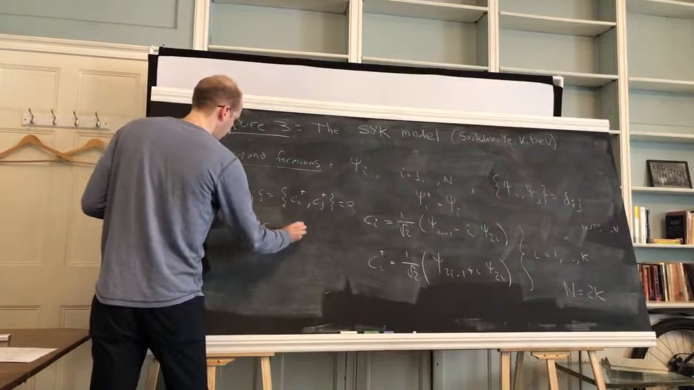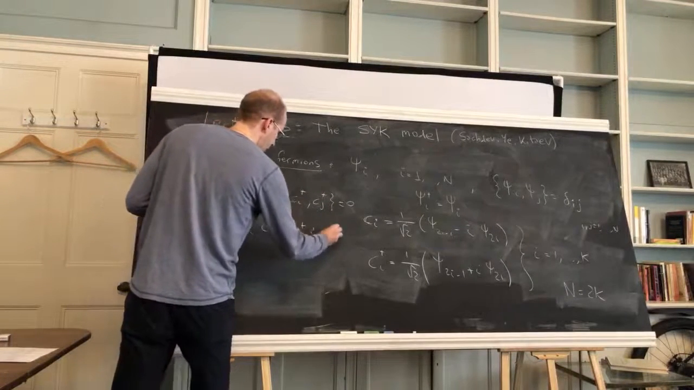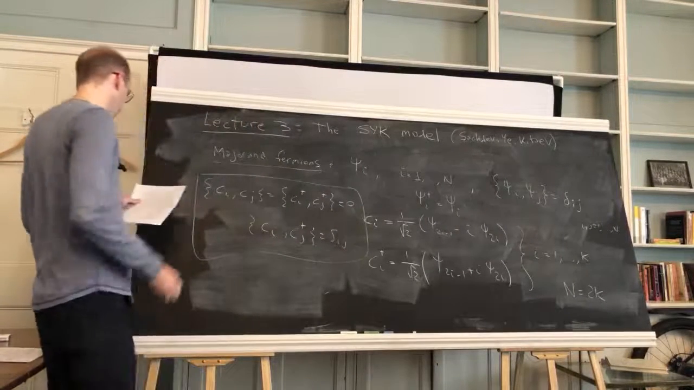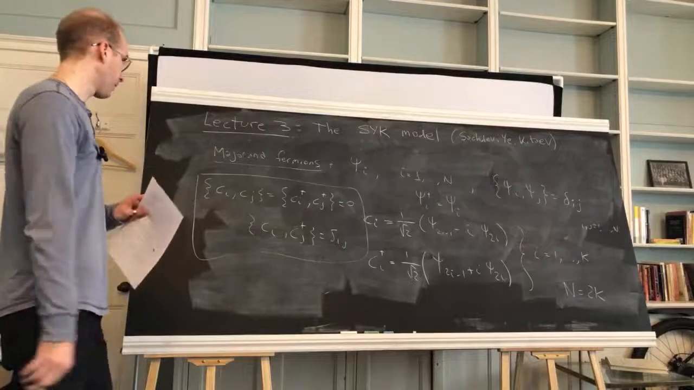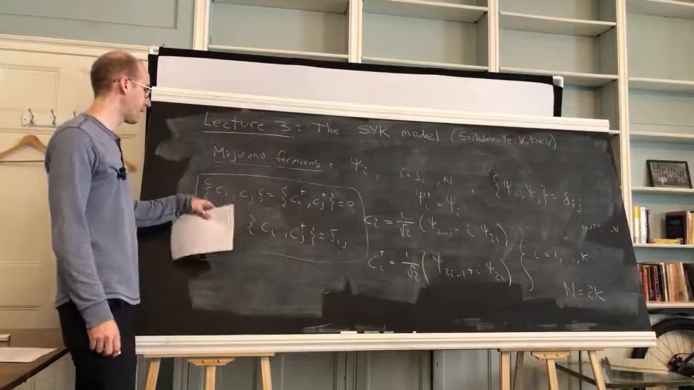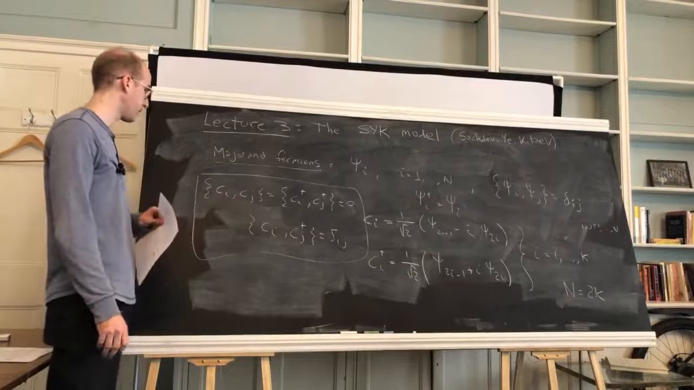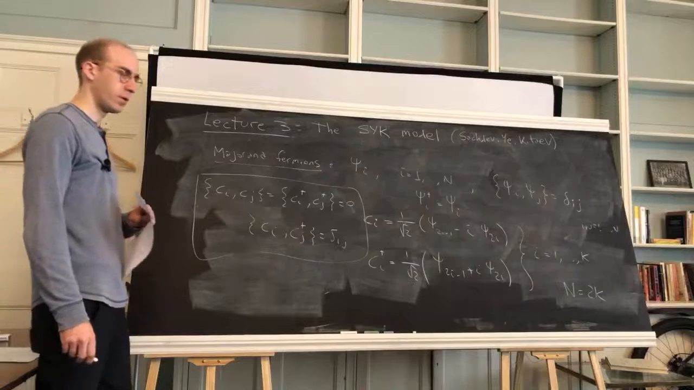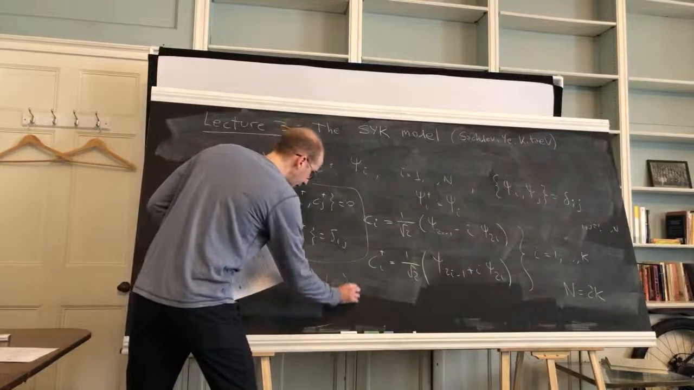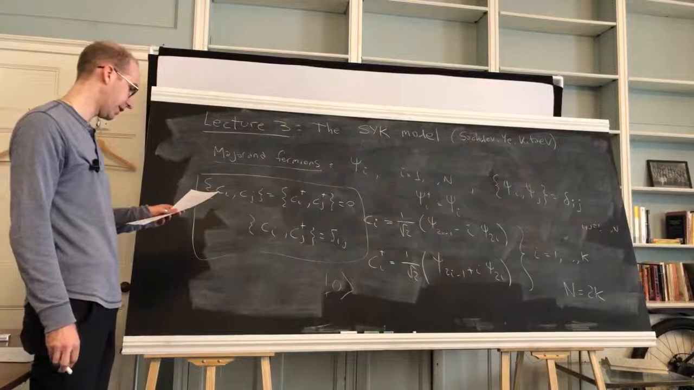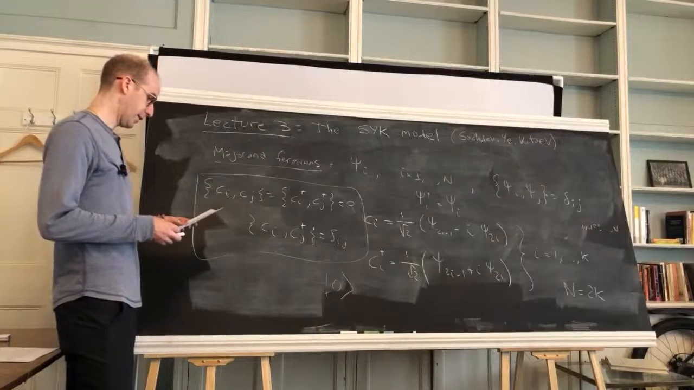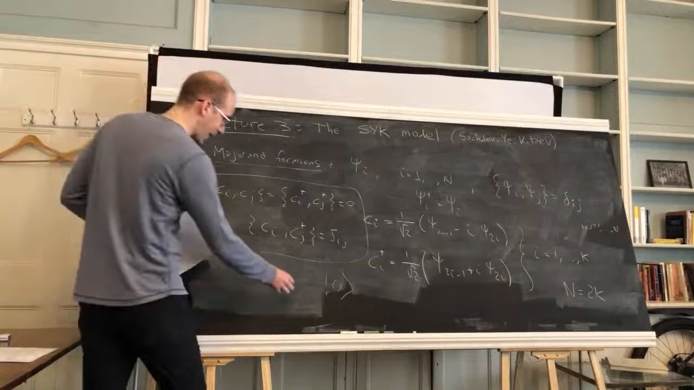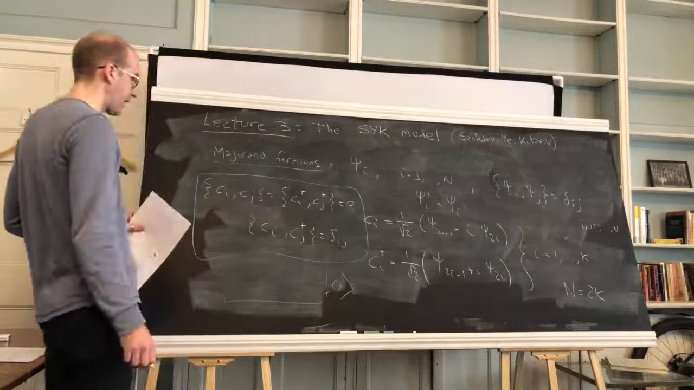And now {c_i, c_j dagger} is equal to delta ij. And if we have these anti-commutation relations, now we know how to build the basis for our Hilbert space. We choose some vacuum state that is annihilated by all the c's. And then all the possible things that we can add over here are just c_i daggers.